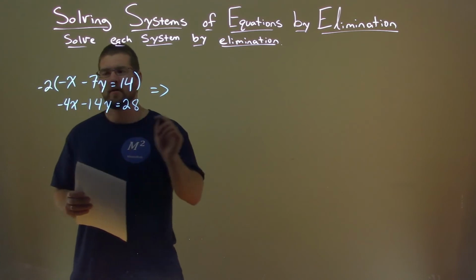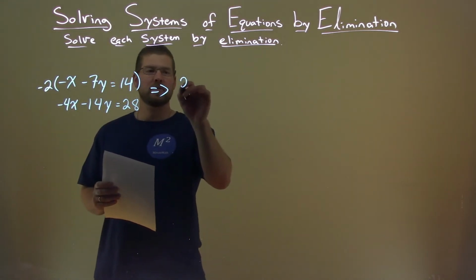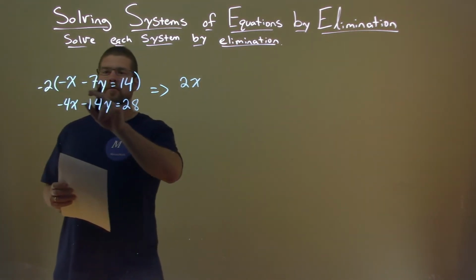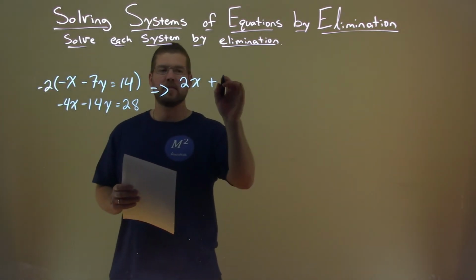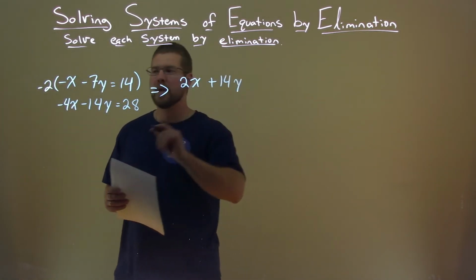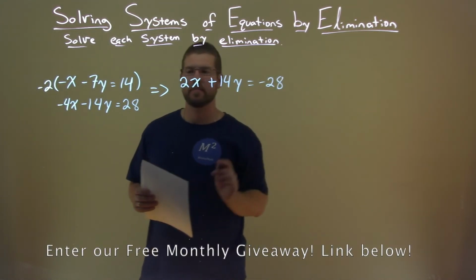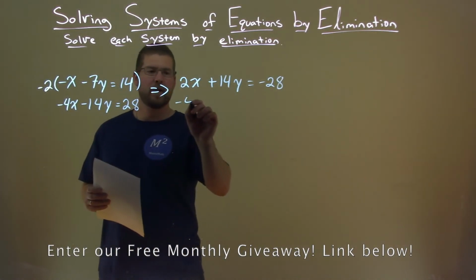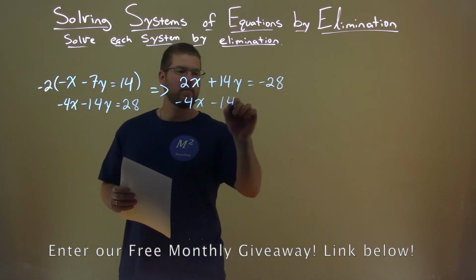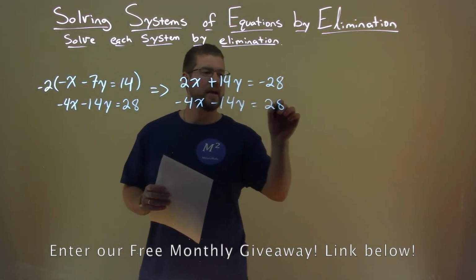Negative 2 times negative x is a positive 2x. Negative 2 times a negative 7 is a positive 14y. Negative 2 times 14 is a negative 28. Second equation just comes over: minus 4x minus 14y equals 28.